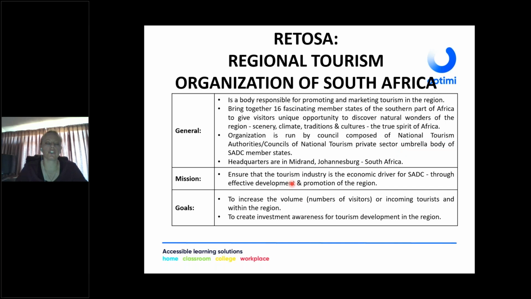Their mission is to ensure the tourism industry is the economic driver of the SADC through effective development and promotion of the region. So you can see the whole time when we speak of regional tourism, it's to promote and to develop and to give an advantage to these SADC countries. Then their goals, as you can see here, are to increase the volume or the numbers of incoming tourists within the region, in other words, in the southern part of Africa, and to create investment awareness of the tourism development in the region.